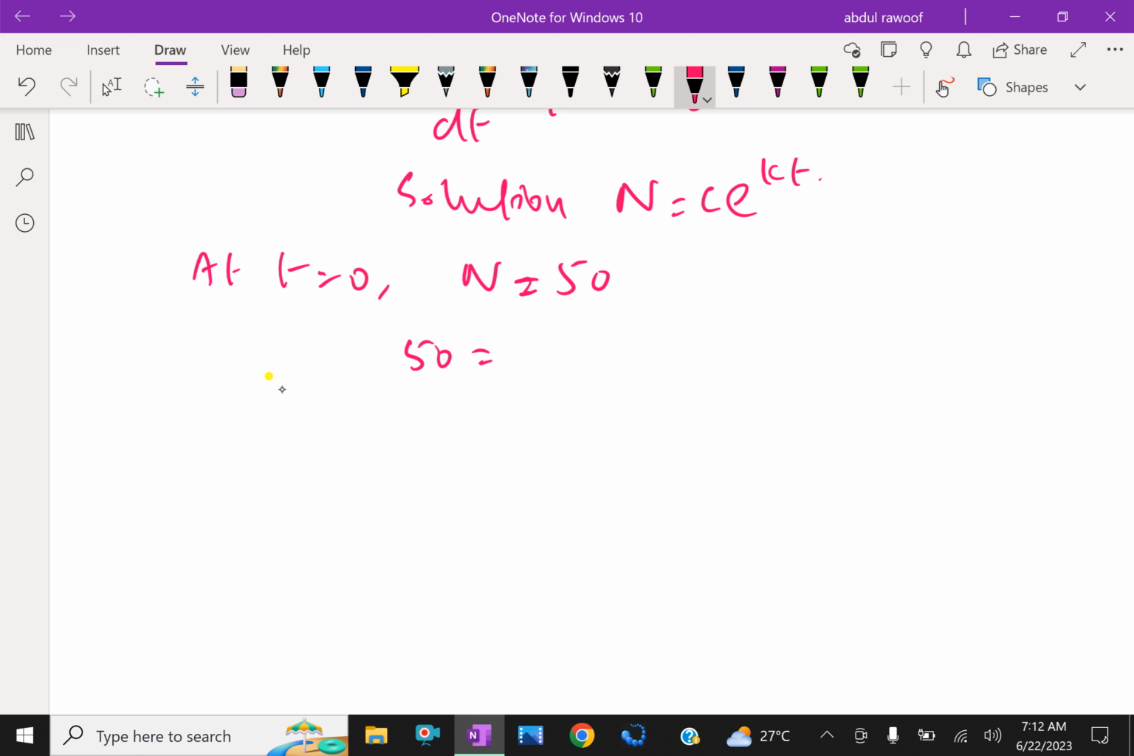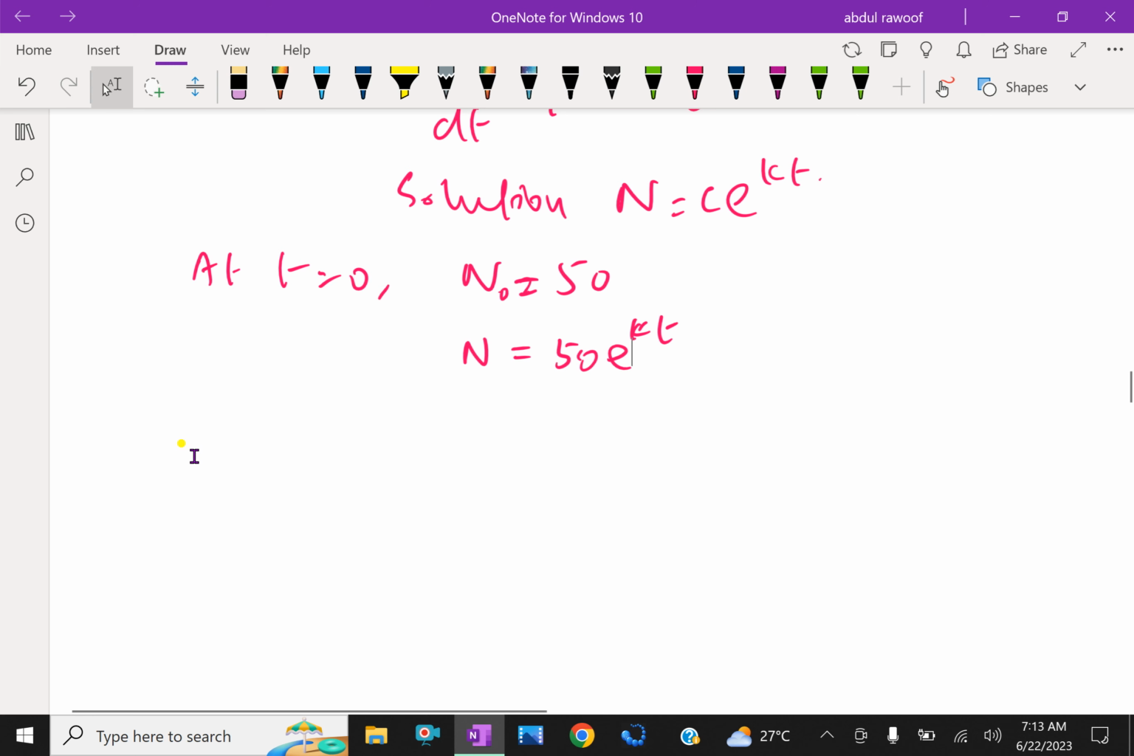That is N equal to 50 e power kt. From the equation N equal to C e power kt, that is N equal to N0, that is 50, e power kt, where t is the time.